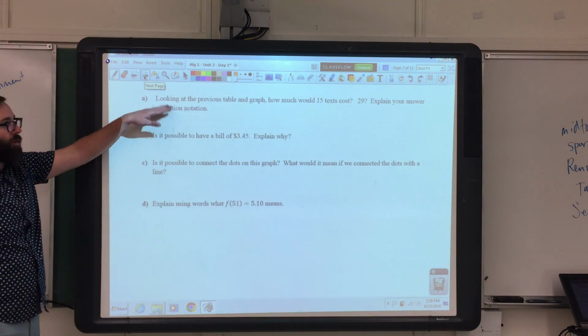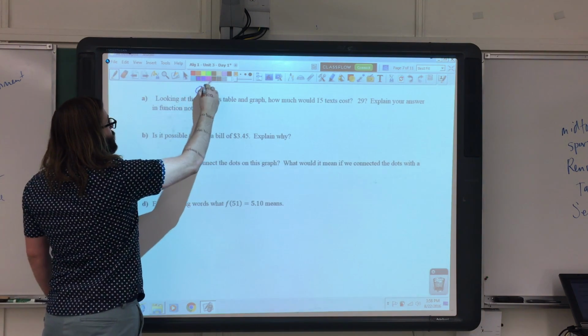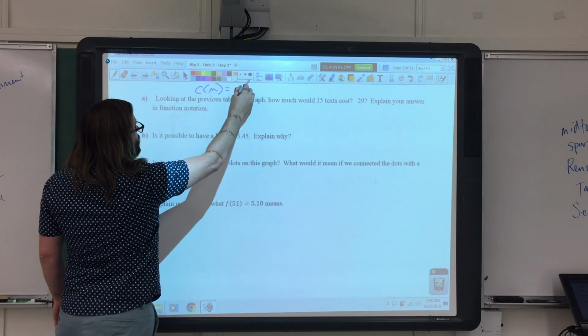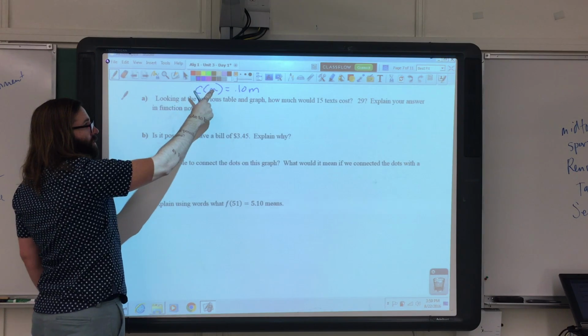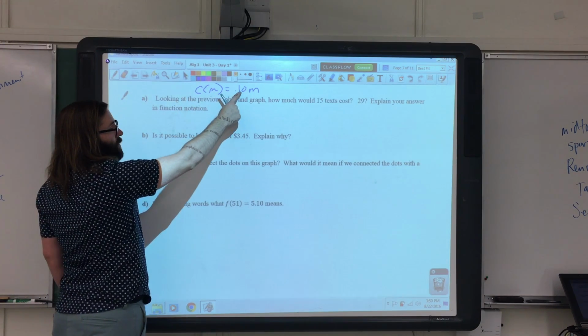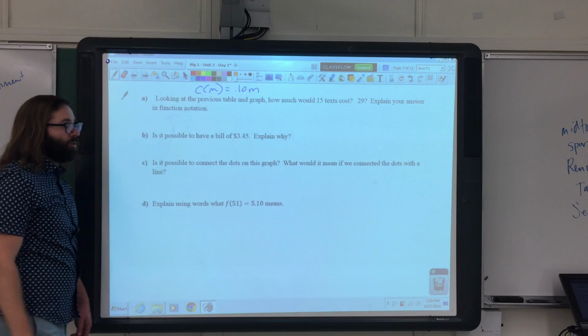Okay, so let's look at the previous. Here's the equation. C of m equals 0.10 m. Okay? The cost, which is a function of the messages, is equal to 10 cents times each message.